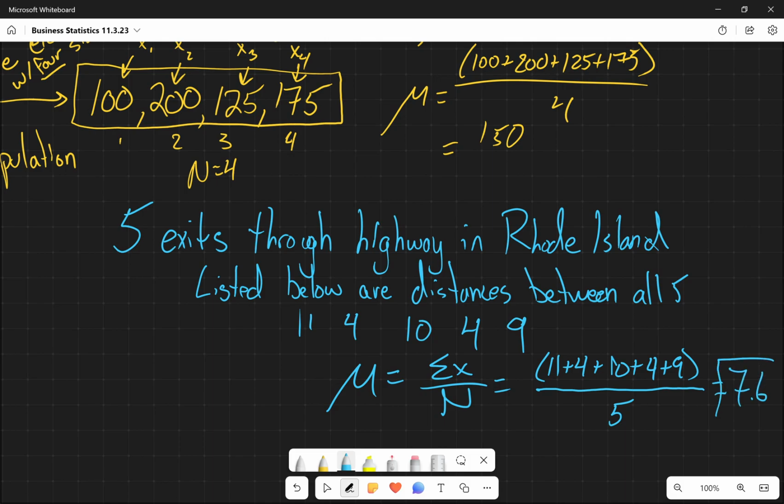So the average distance between all of the exits on this highway in Rhode Island, the full population, is 7.6 miles. So, questions on just the distinction between population and sample? We have to check the context before we state what the mean is.